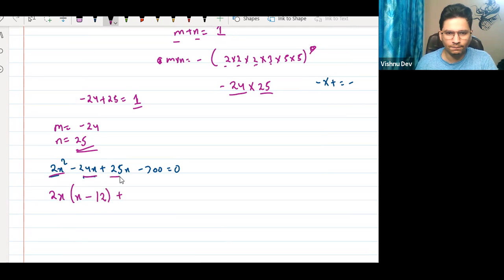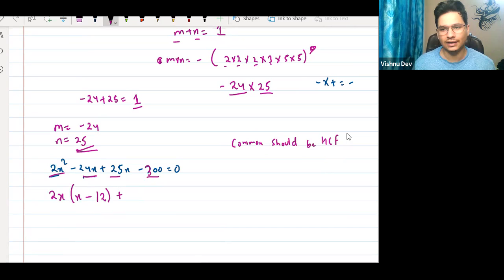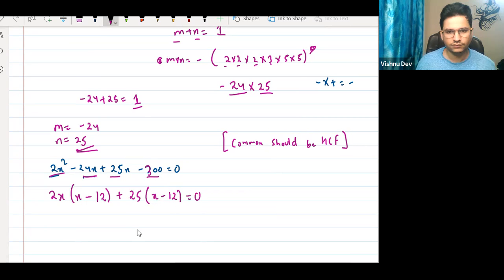Plus, what can be taken as common from there? 5. We take the common as HCF, the highest common factor. So, sir, 25. Write 5 also. 25. So what will be left here? If you divide 300 by 25, you will get 12. Sir, x plus minus 12.